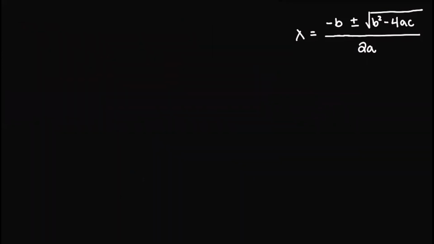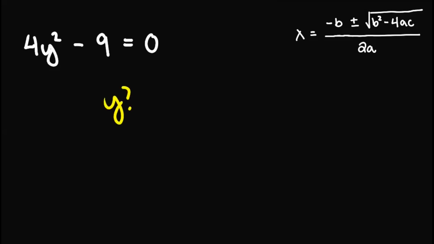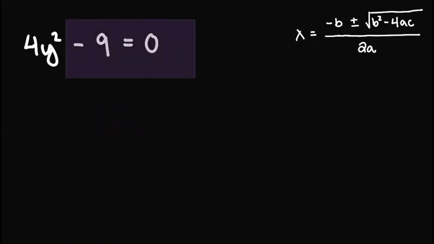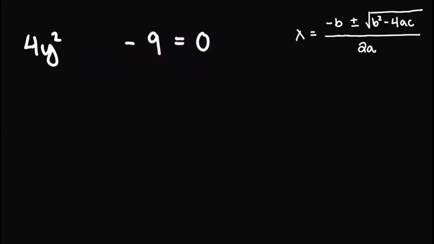Let's go on to this next example. Let's have 4y squared minus 9 equals 0. Now, as you can observe here, there is a missing term. We are missing the variable y. So what we can do here to avoid confusion is we can move this one and add a 0y here. So now we can determine the coefficients.